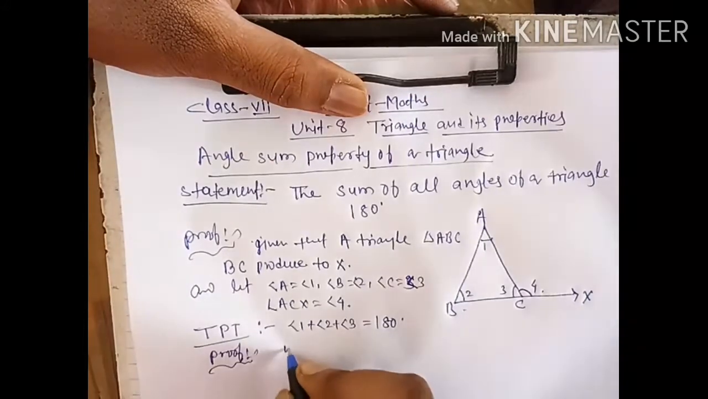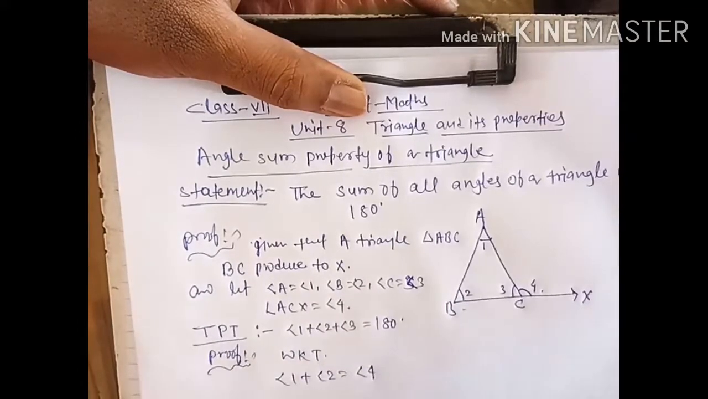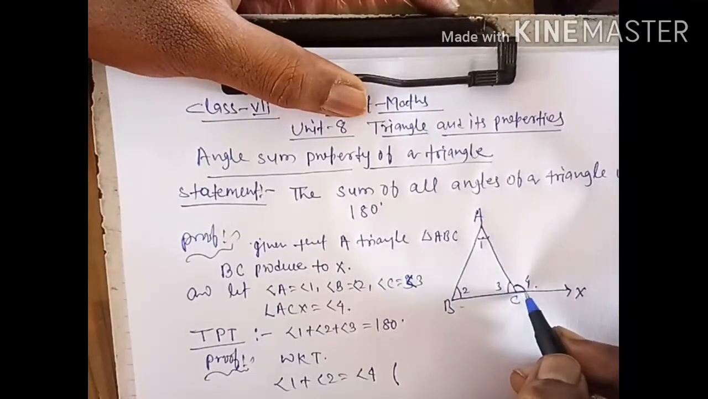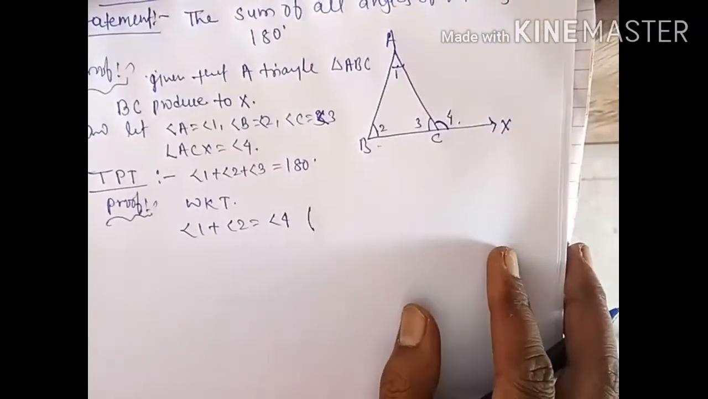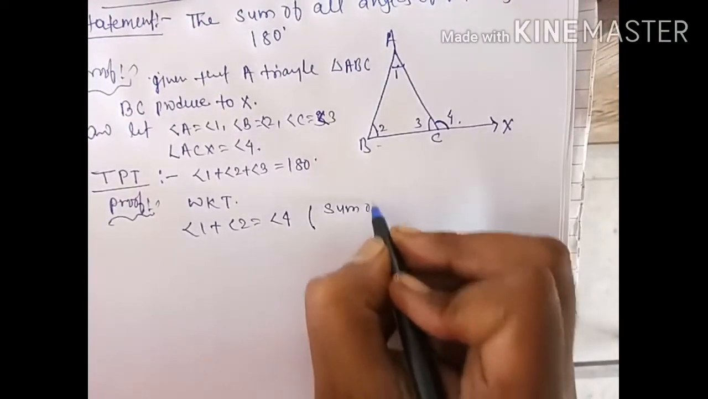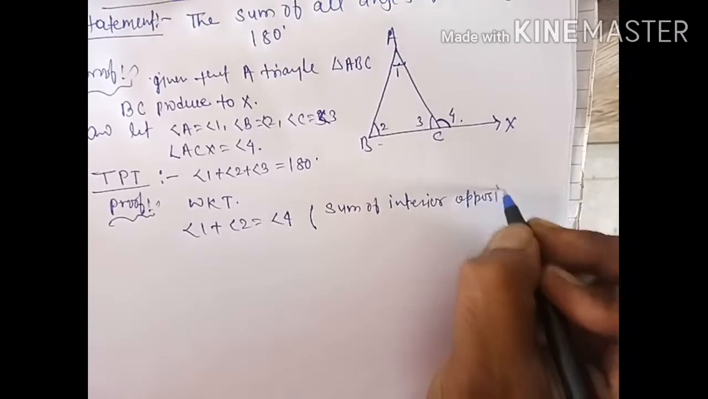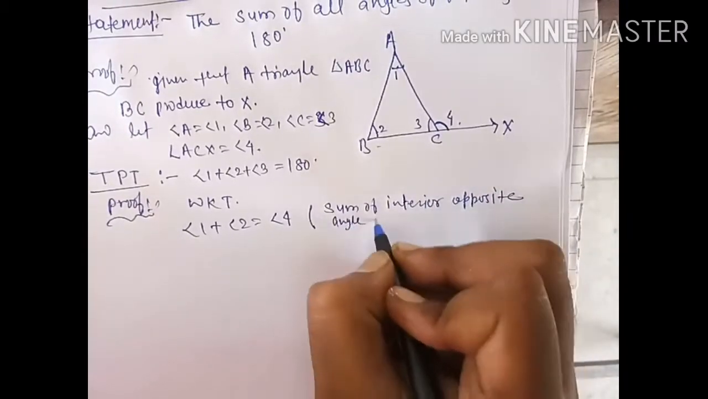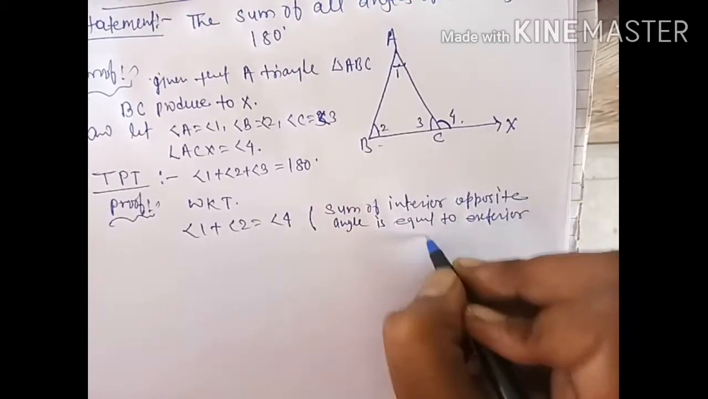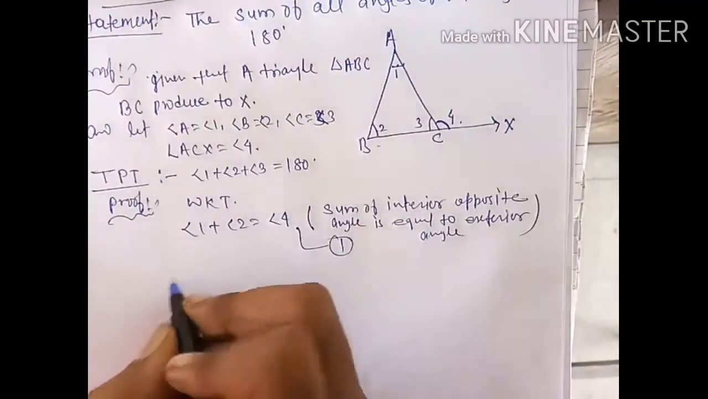Since we know that angle 1 plus angle 2 is equal to angle 4, sum of interior opposite angles is equal to exterior angle. So sum of interior opposite angles is equal to exterior angle. This is the first equation.